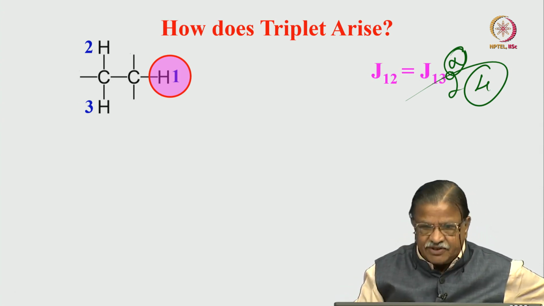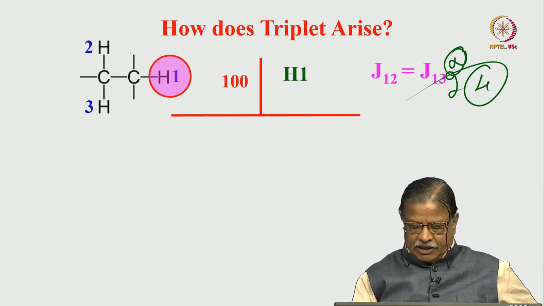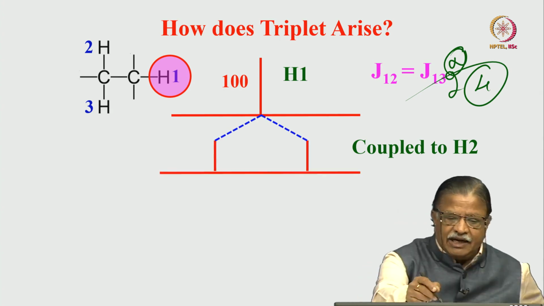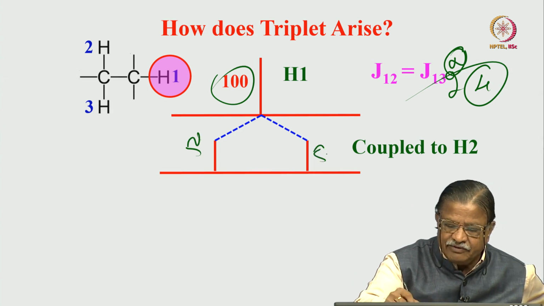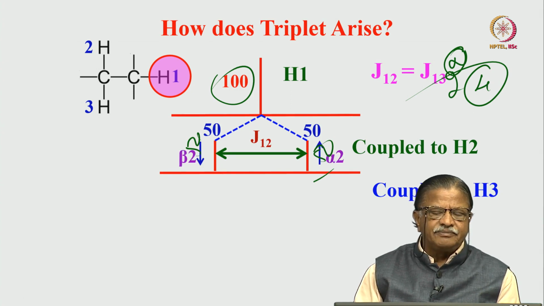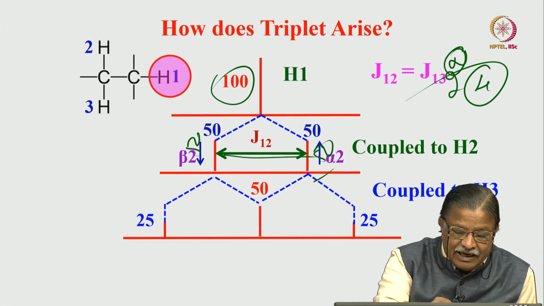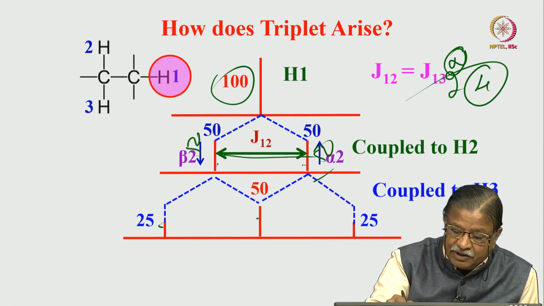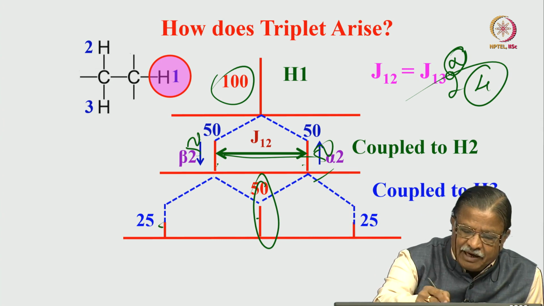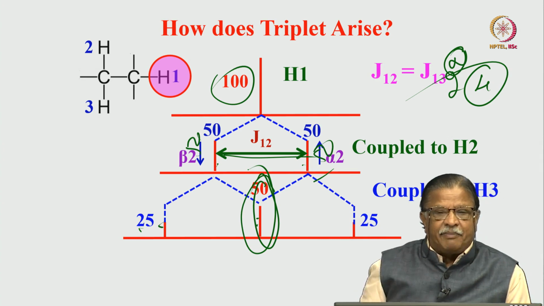How does that triplet arise? We will see now. Consider one proton, it is a single peak. It is coupled to one of the protons, H2, and it will become a doublet of equal intensity. Now 100 intensity became 50-50, because when it divides, intensity comes down. Further it is coupled to proton 3. What will happen? Because the coupling is identical, this will split into 2, this will also split into 2, but these lines overlap because of exactly equal coupling. So 100 intensity becomes 50-50, then 25-25-25-25. These two 25 intensity lines are overlapped.